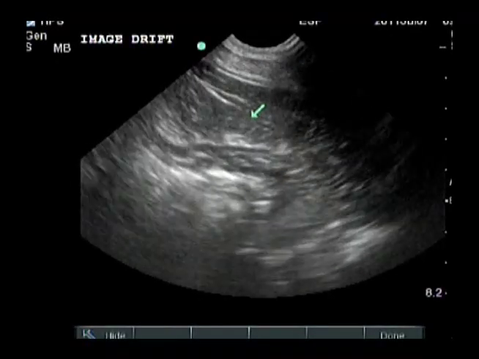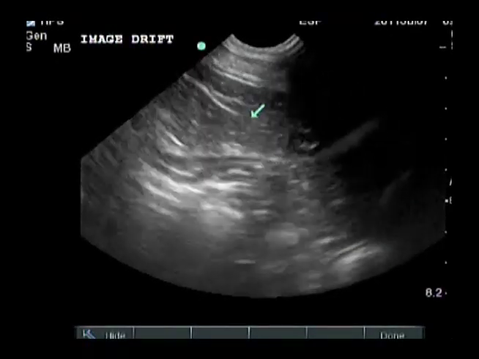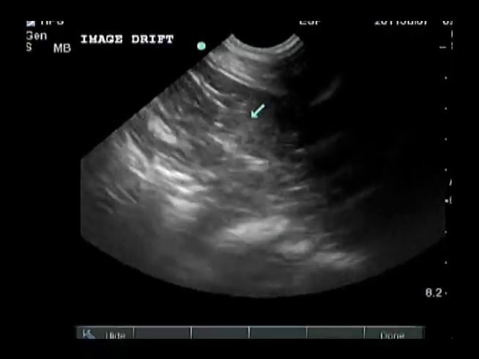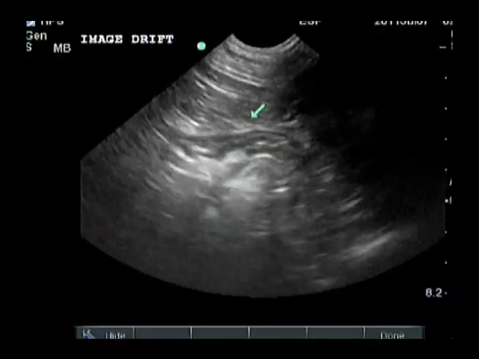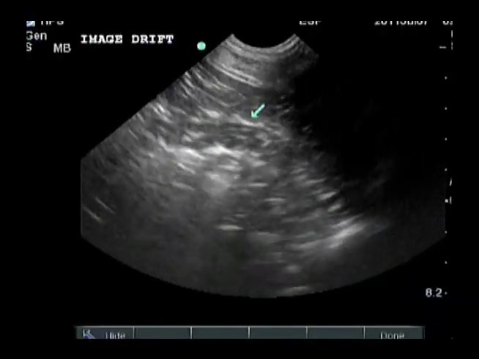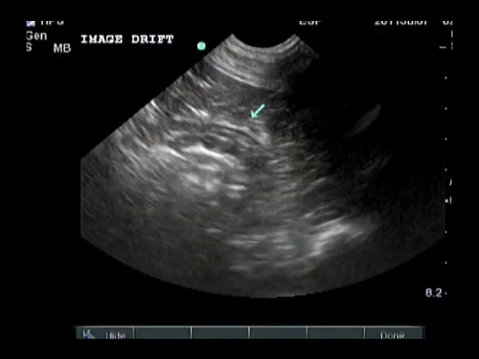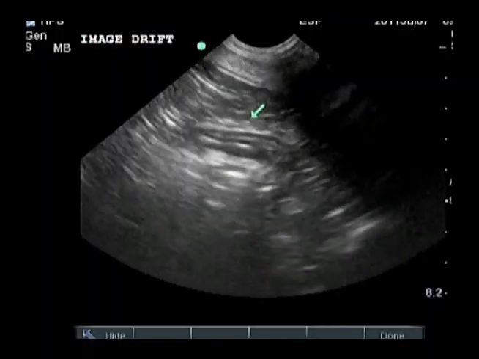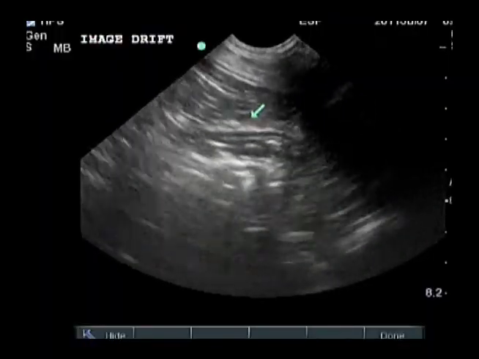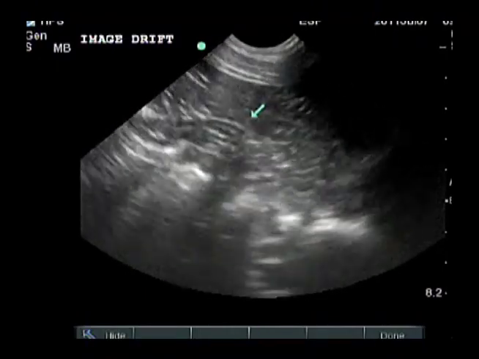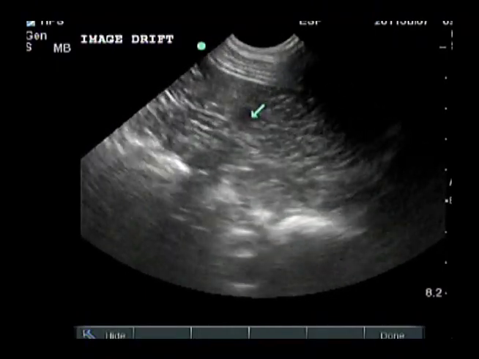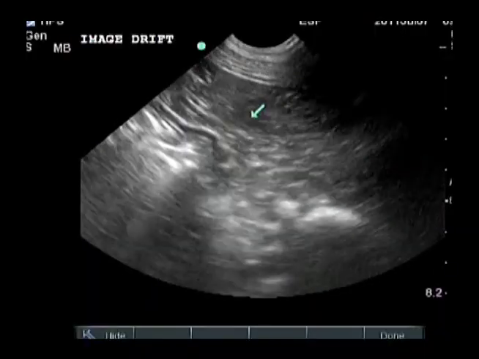Image drift is a common mistake that everyone makes. The image you want to study is centered on the ultrasound screen and then slowly begins to drift off the screen. Image drift occurs because you are unintentionally moving the transducer. Most people do one or more of the following movements.